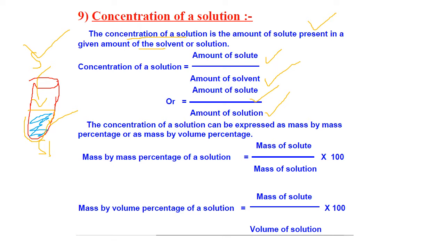With the help of these two formulas you can calculate the concentration of a solution. Even this concentration can also be expressed as mass by mass percentage and mass by volume percentage. For mass by mass percentage, you calculate the mass of solute divided by the mass of solution, into 100. As you all know, whenever we are taking out a percentage, it is always multiplied by 100. In the same way, another way is the mass by volume percentage, which is the mass of solute divided by the volume of solution, into 100. Again, as we are taking the percentage, we multiply it with 100.